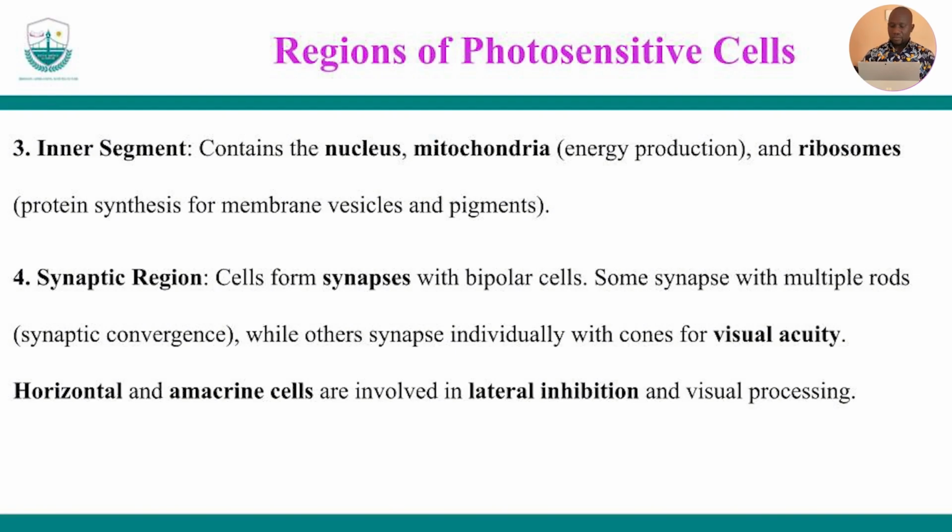And then the synaptic region, where you have the photoreceptor cells connecting with the bipolar neurons or bipolar cells. So there are two things that you need to take note of, because they will also be very important in our subsequent discussions. And one is what we call the synaptic convergence. Okay, synaptic convergence that we see in the rods. So what is the synaptic convergence in the rods?